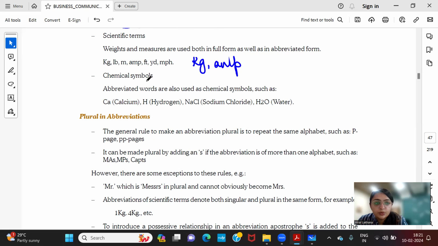So this is something that we would have studied as a part of the periodic table in chemistry. So instead of calcium, we can say Ca. Again, this abbreviation is taken as the first 2 letters. Hydrogen is just H. NaCl is sodium chloride. Na is sodium and Cl is chlorine, so the combination of these two becomes NaCl, and then we have H2O, that is for water.